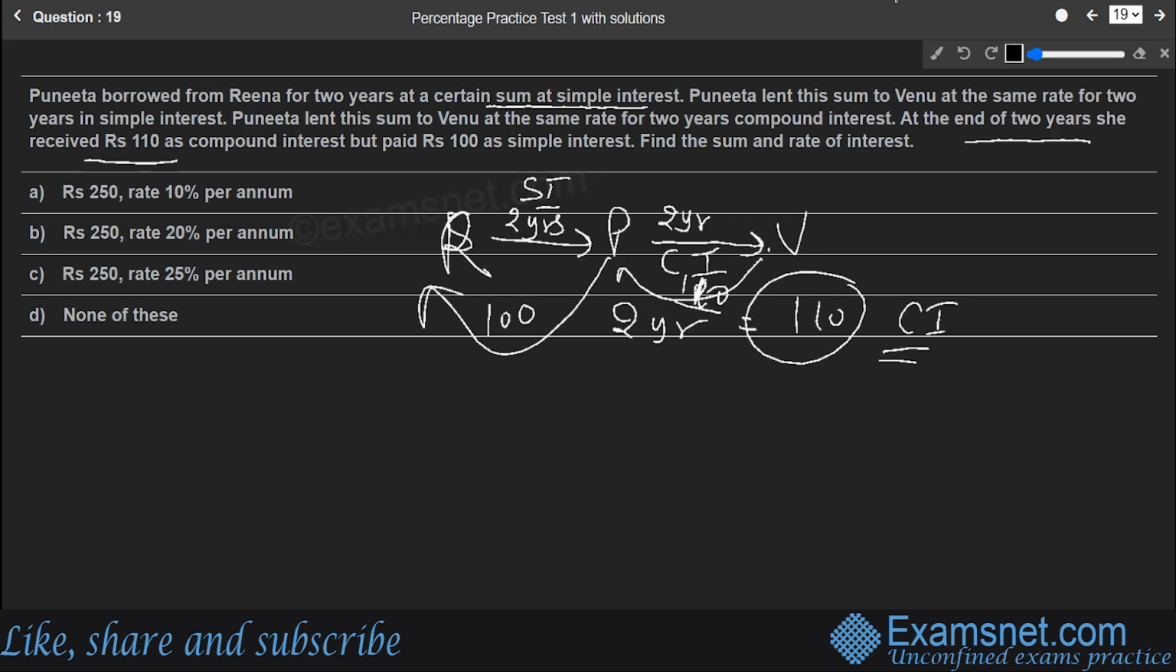So in this case, we are supposed to find the sum and the rate of interest. So let us do it sequentially, one by one. Okay, clearly she has paid simple interest, and she has received what?